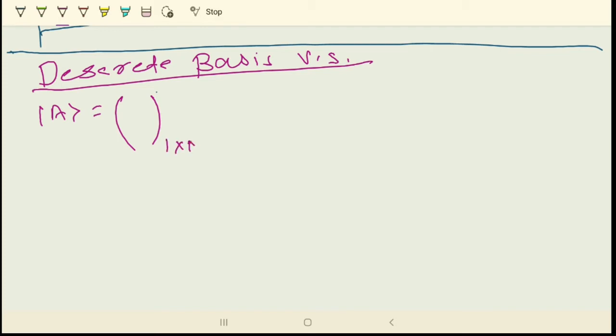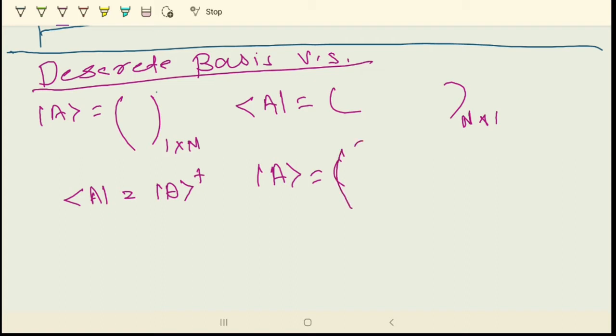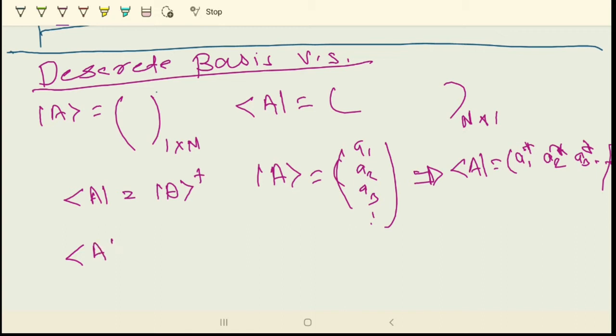and a bra as a row matrix. Also, a bra is nothing but the complex adjoint of a ket. So if I have A equal to A1, A2, A3 and so on and so forth, then bra A will be equal to A1 star, A2 star, A3 star and so on and so forth. A dot B will be simply the matrix multiplication of a row matrix into a column matrix, which will give me a scalar number.